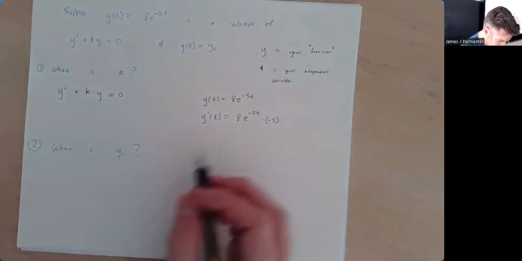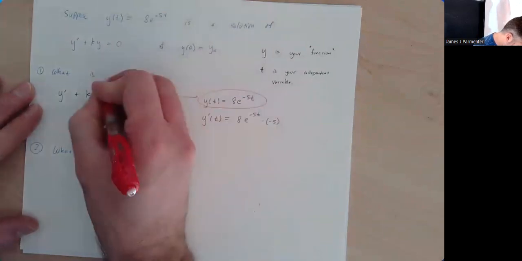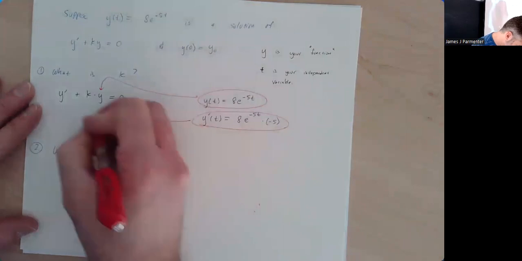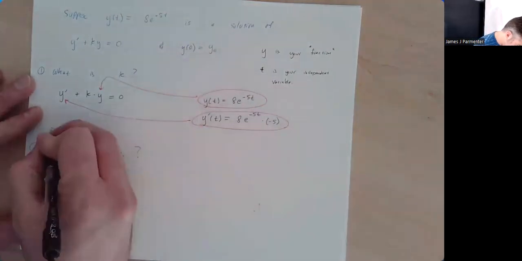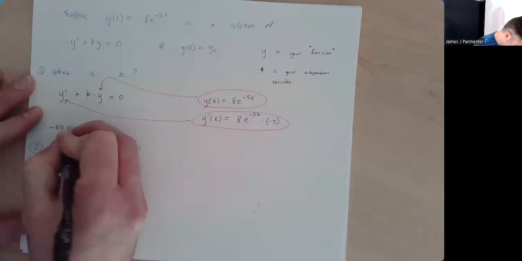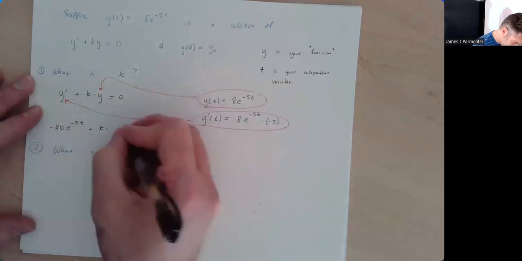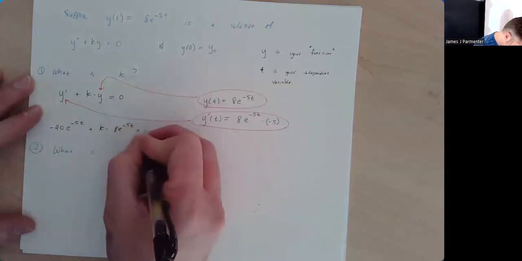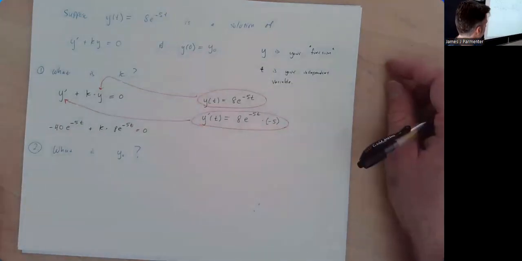So putting these things in, right? So y of t is going to go in for y, and y prime of t is going to go in for y prime. We're going to get negative 40 e to the negative 5t plus k times 8 e to the negative 5t is going to equal 0. So what does it look like k needs to be?